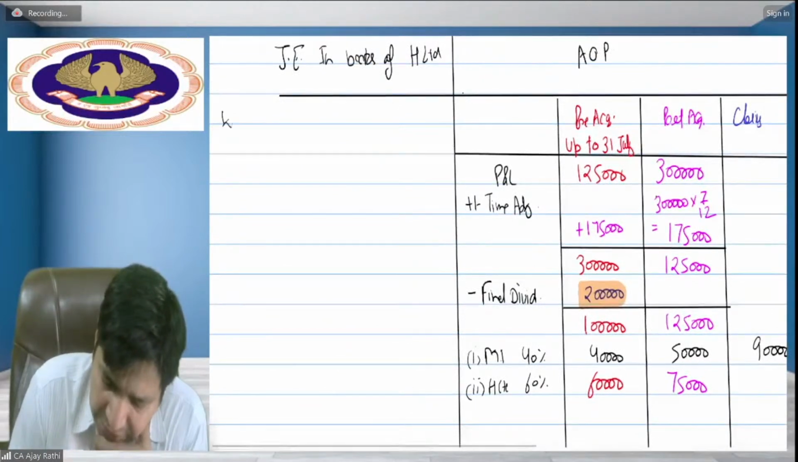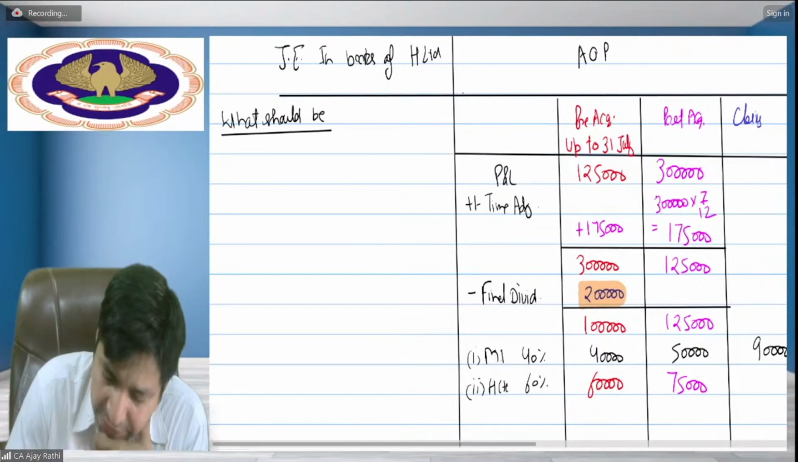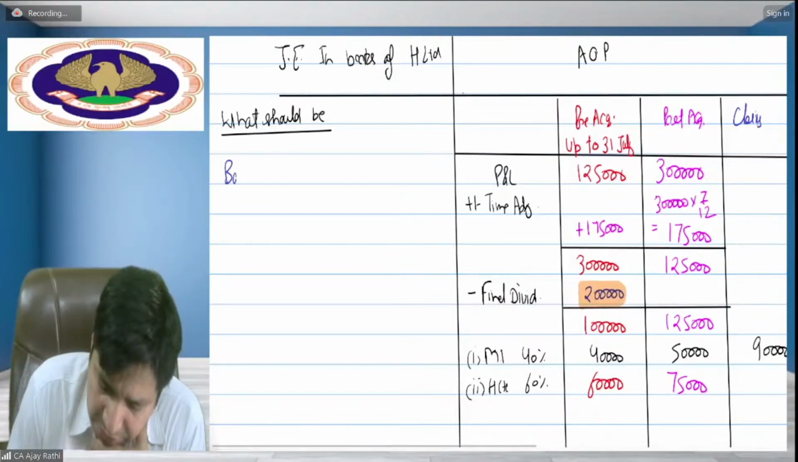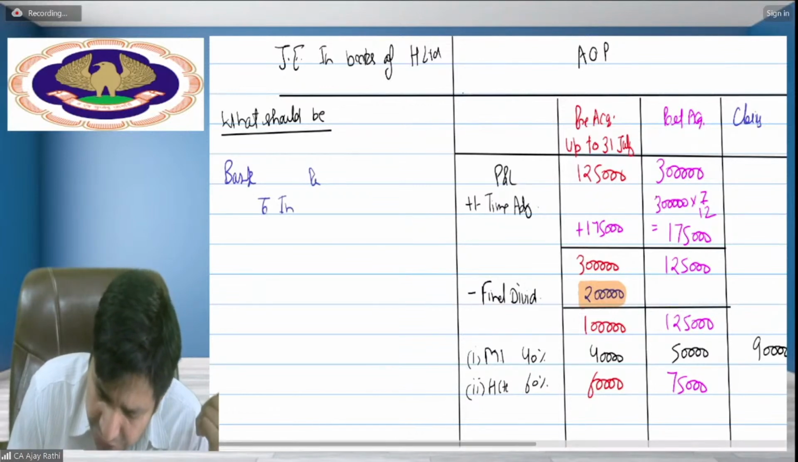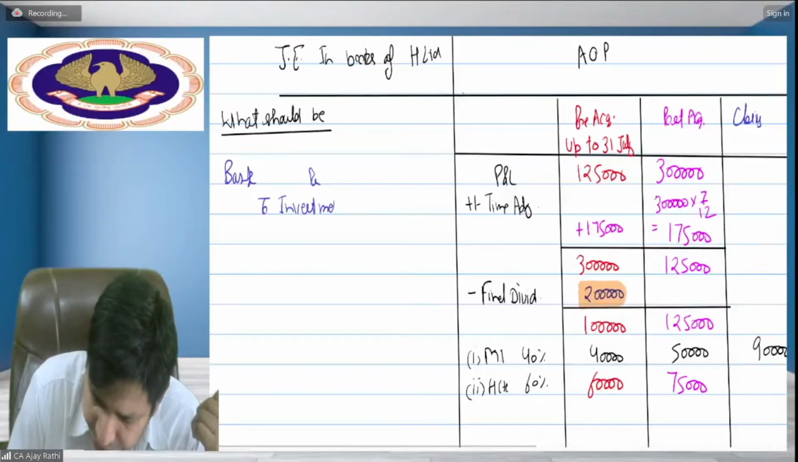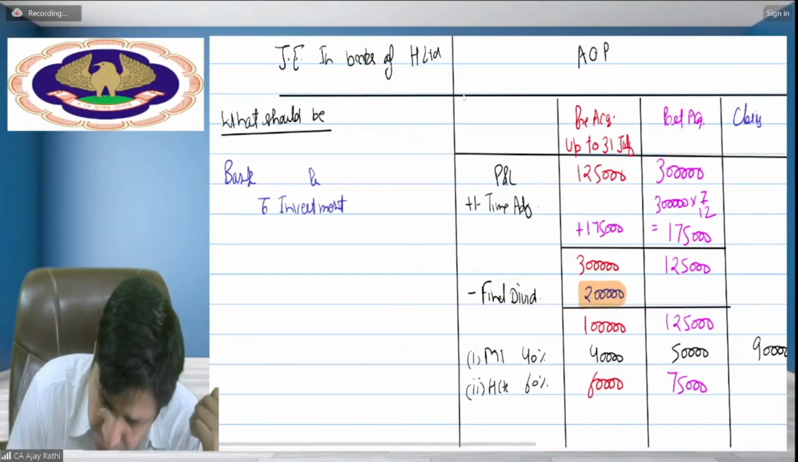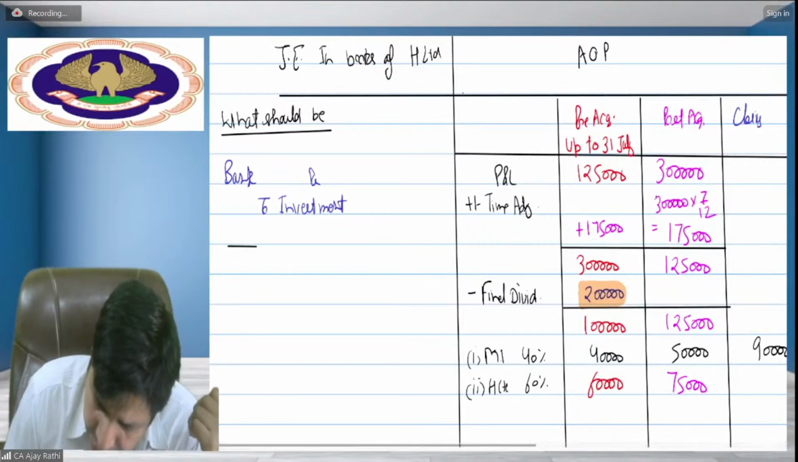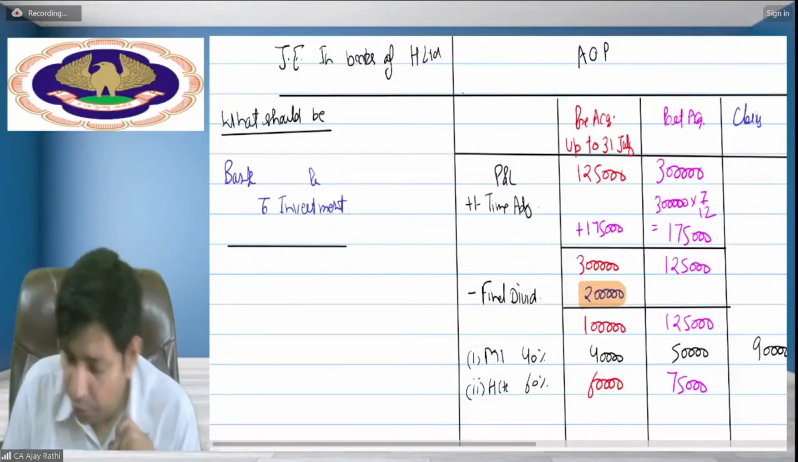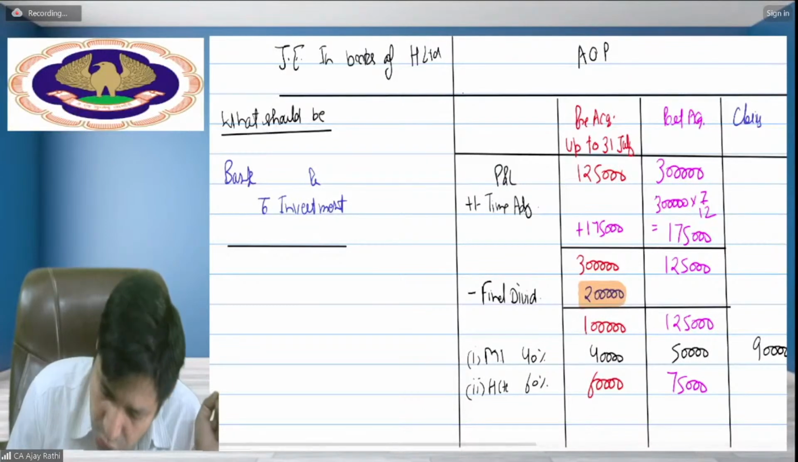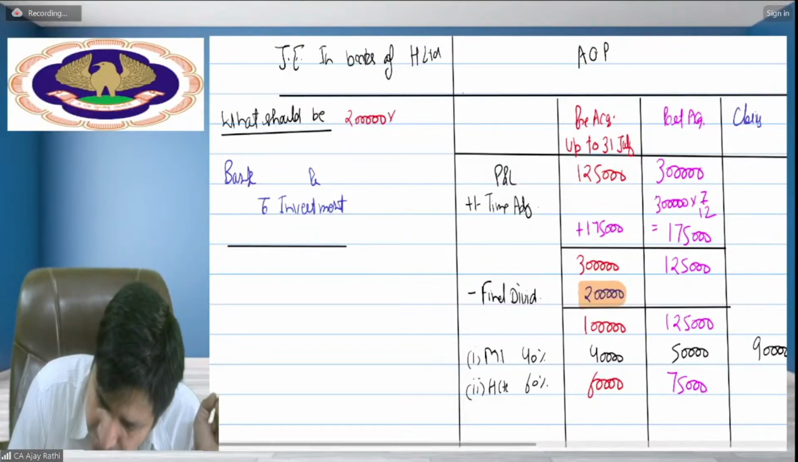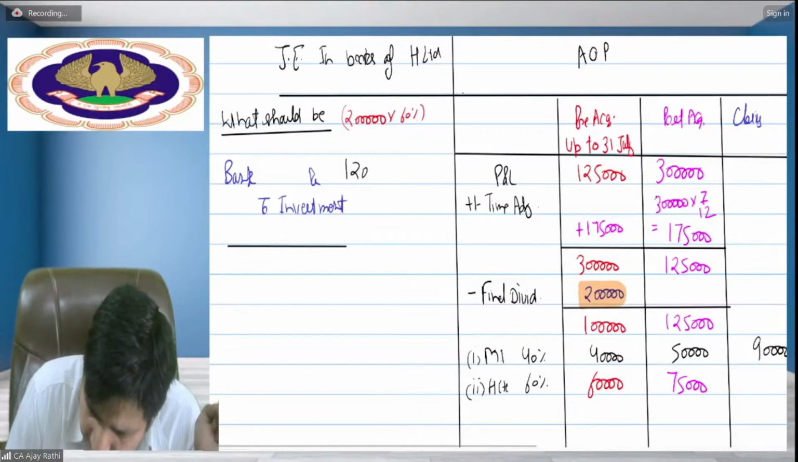What should be the journal entry? Beta, I am writing here. Okay, beta Brinda, please check. What should be entry? Sir, this should be the entry. Bank account debit to investment. This should be the entry. Because we are to do this entry for pre-acquisition. That is how much? 2 lakh multiplied by 60%. That is how much? 1,20,000. This should be done.